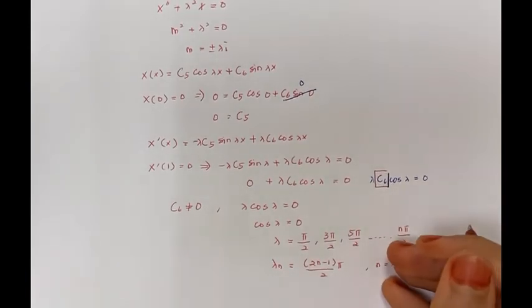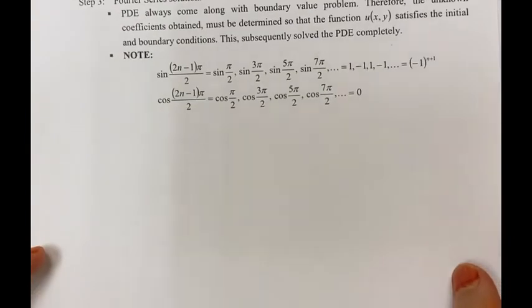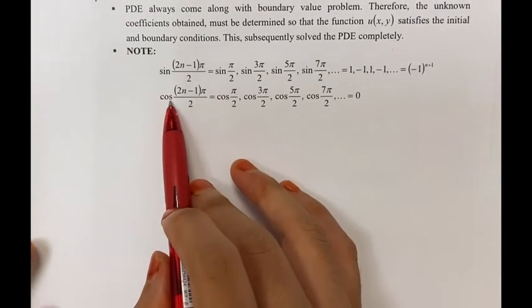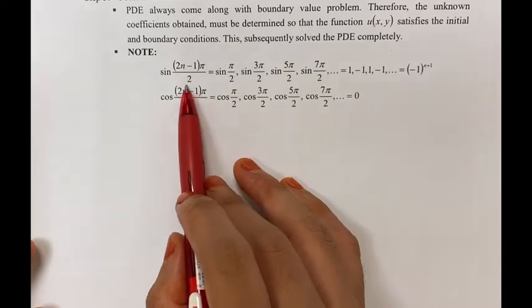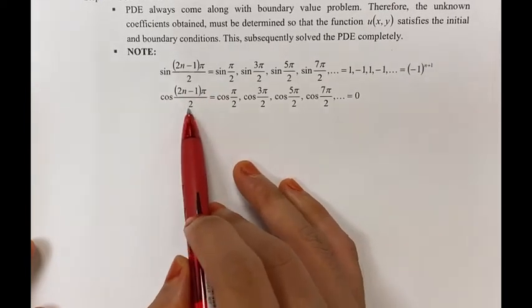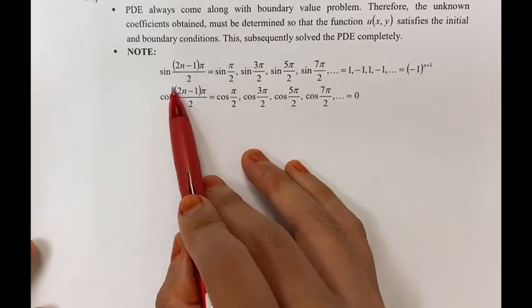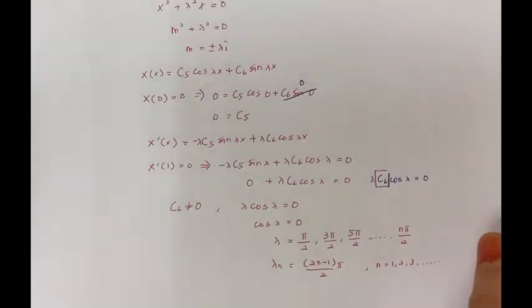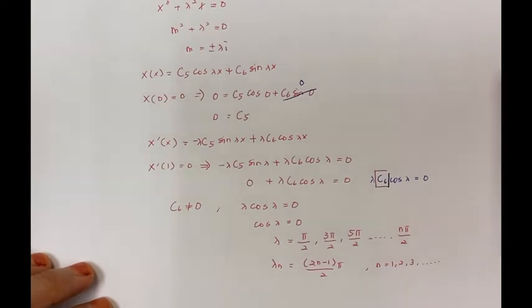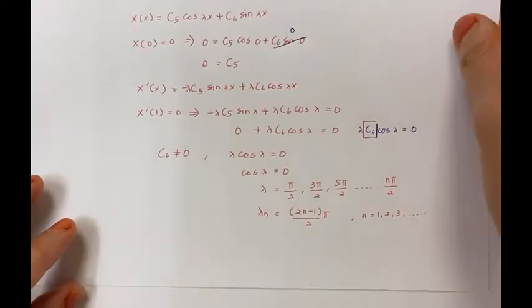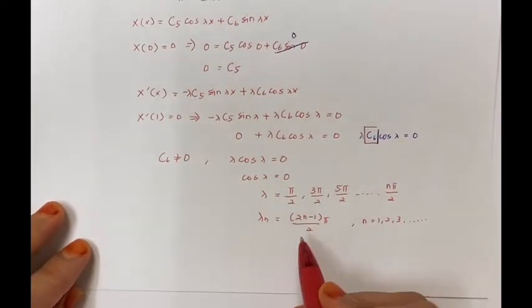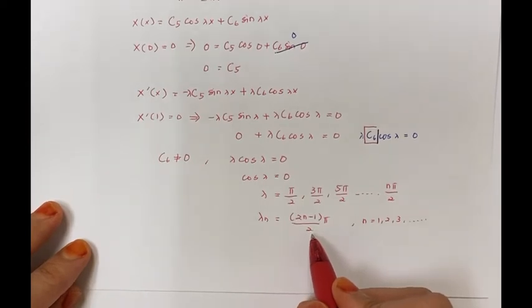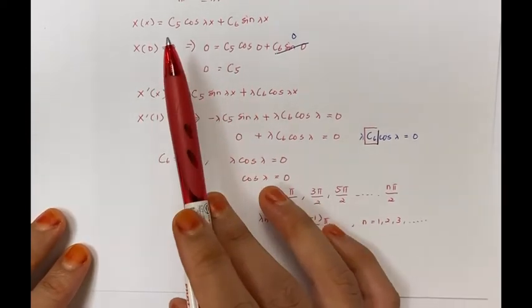Okay, if you refer to this, you know that cos λ, imagine this is your λ, cos λ is equal to 0 when your λ is (2n minus 1)/2 π. So that's how you generalize the λn. Okay, so since λn is equal to this (2n minus 1)/2 π, substitute into your x.